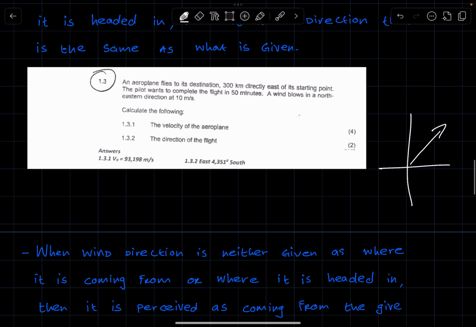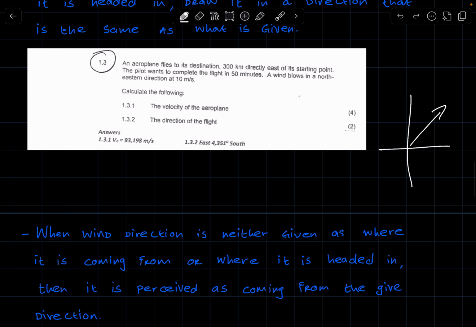So here they said a wind blows in a northeastern direction. Northeastern direction is northeast. Northeast is in the middle of this quadrant, the first quadrant. If it's in the middle of the first quadrant, it means that it is at 45 degrees from either of these axes: 45 degrees from the x-axis, 45 degrees from the y-axis. So northeastern direction is the same as northeast.